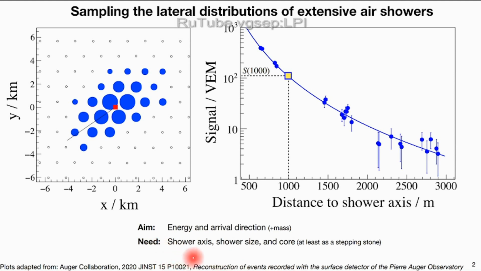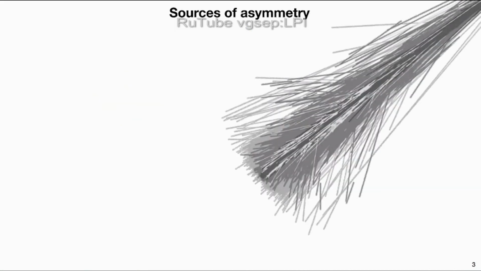What we need to do this, in between steps, is reconstruct the shower axis, and reconstruct the size of the shower, this S1000 I mentioned, which requires an estimate of the core as a stepping stone. And these are all important elements for why asymmetries matter.